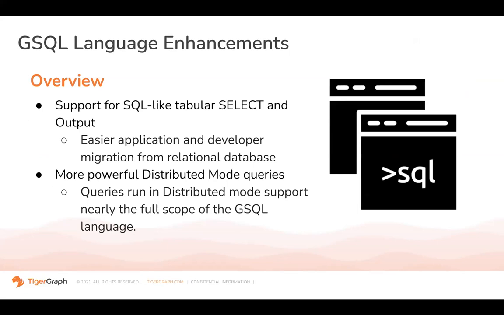First thing is the SQL-like tabular output that I mentioned to you before. That will make app users' life very easy, and it makes the application migration to a downstream application as if they are writing from a relational database. I'll have some details about what that looks like.